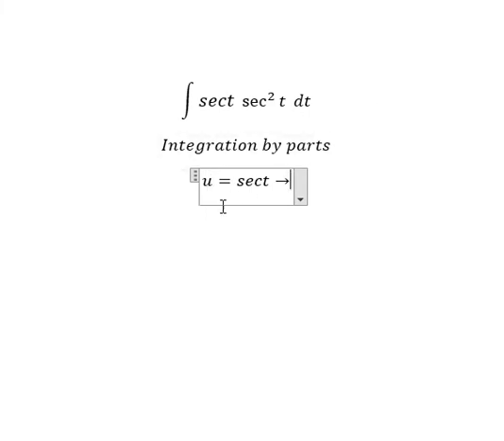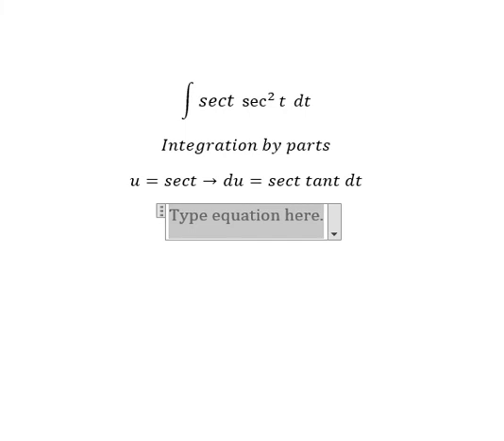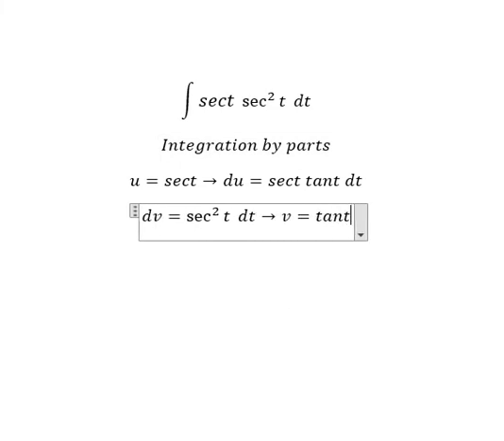So we need to use integration by parts. So I will put u equal to secant of t. Later we do first derivative for both sides. So we have du equals secant of t tan t dt. Next, we have dv equals secant of t squared dt. So if we do this integration, we have v equals tan t.